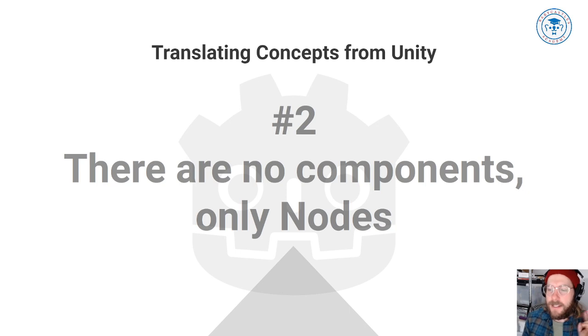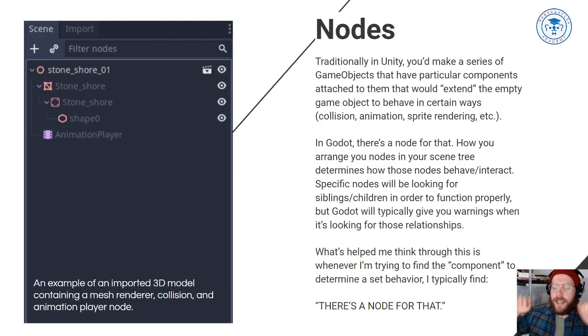Number two for me, and this is actually maybe a big one, maybe bigger than number one: there are no components in Godot. There's only nodes. So in the way that you would design things in Unity, you would create a game object and then attach various different components to it, like collision, like animation, like different things attached to it. But in Godot, you don't do that.